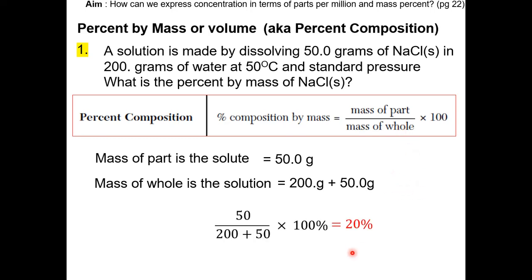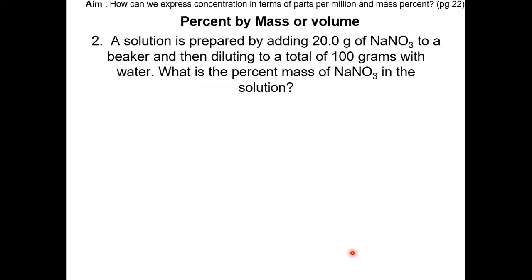That is the percent by mass of NaCl in the solution. Try to do questions 2 to 3 on your own. Pause the video and resume when completed. Here are the answers.